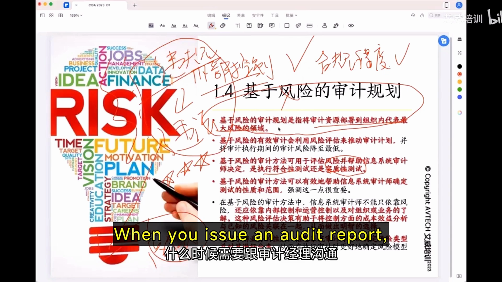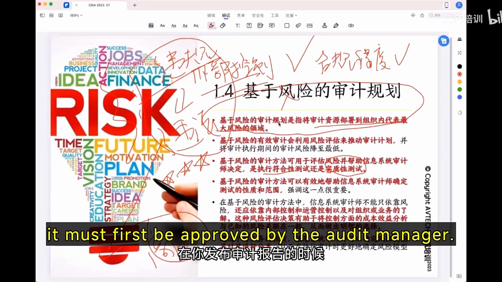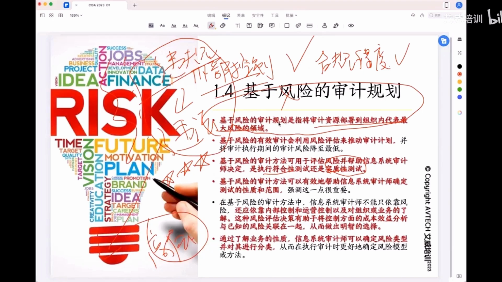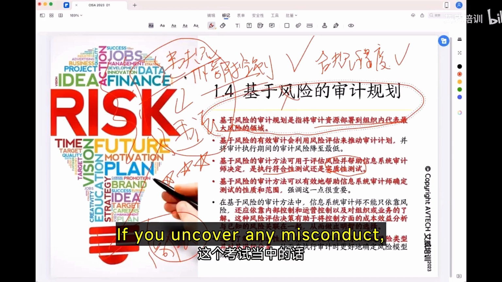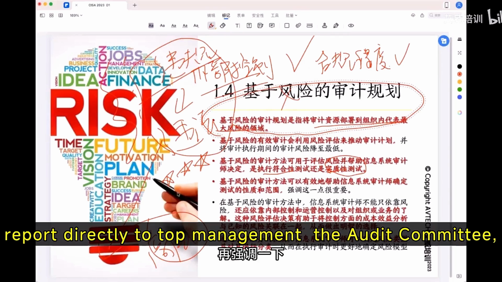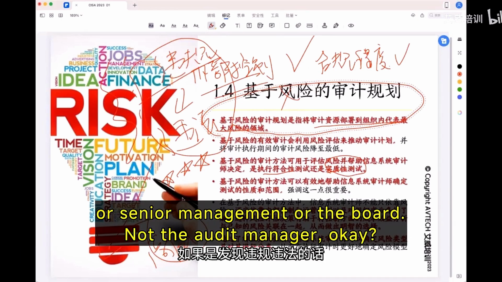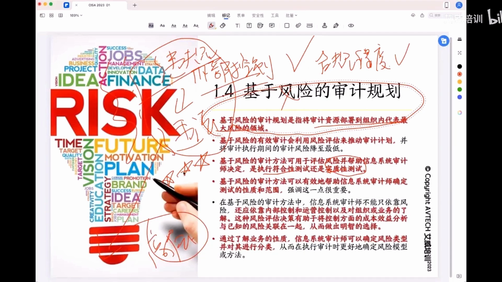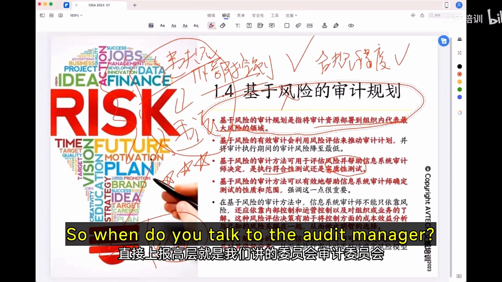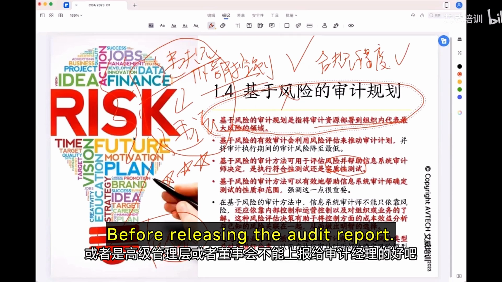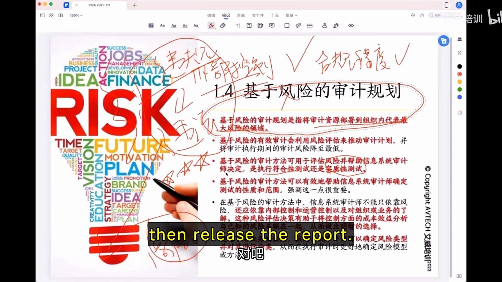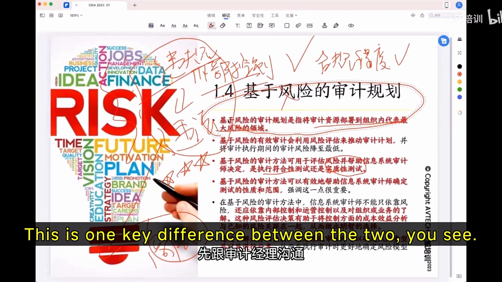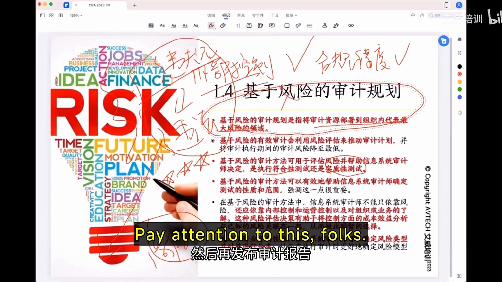When you issue an audit report, it must first be approved by the audit manager. Let's double check this. Okay? Got it. For the exam, I want to stress again, if you uncover any misconduct, report directly to top management, the audit committee, or senior management or the board, not the audit manager. Okay? So when you talk to the audit manager before releasing the audit report, first discuss with the audit manager, then release the report. This is one key difference between the two you see. Pay attention to this, folks.